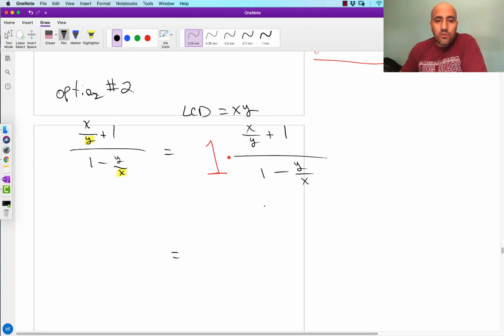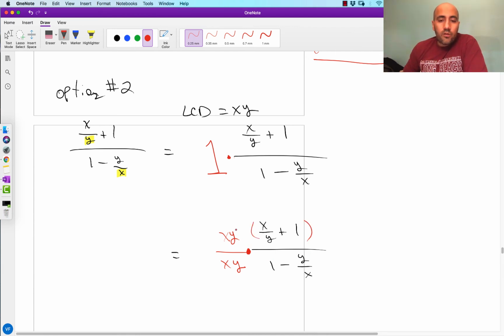So this is equal to, again, I'm going to copy it, x over y plus 1, all over 1 minus y over x. But then I'm multiplying the giant fraction, not the little fractions. I'm going to multiply it by another version of 1, which is this LCD that I found. So it's going to be xy over xy. And I'm multiplying the large fraction by that. So in the numerator, I'm going to multiply this times each of these, and in the denominator, I'm going to multiply this times each of those. Okay? So then I go ahead and do that.